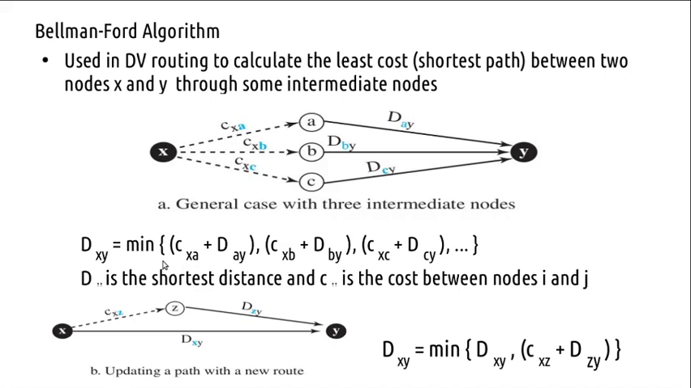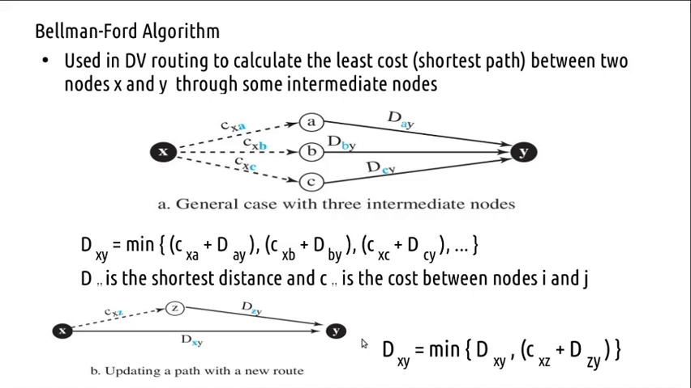Now once you have calculated a path, say d_xy, you want an update. You have found a new path through some intermediate node called z other than a, b, c. Then again you will take the minimum of this. This is the cost for this path and the shortest distance for this path. So you will take the minimum. That is the Bellman-Ford algorithm.